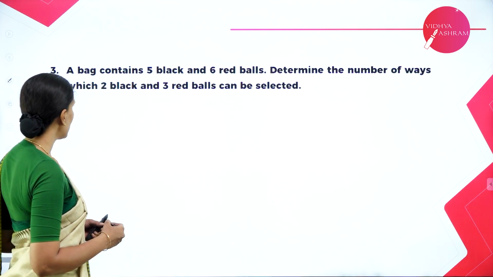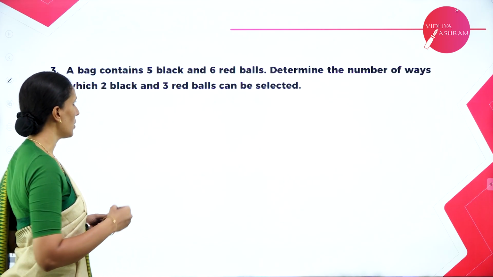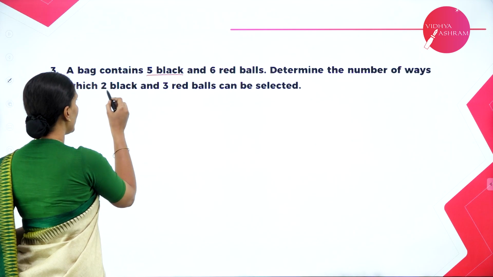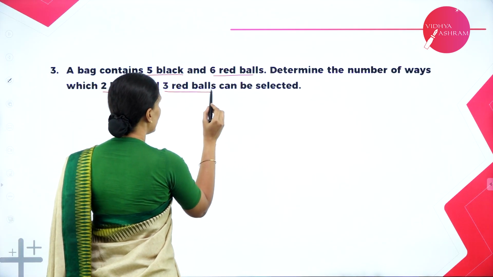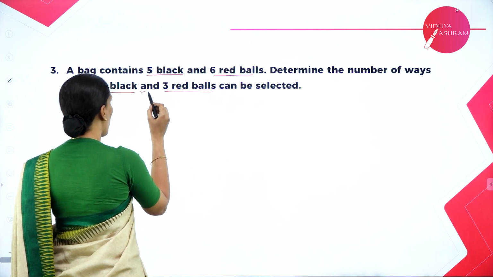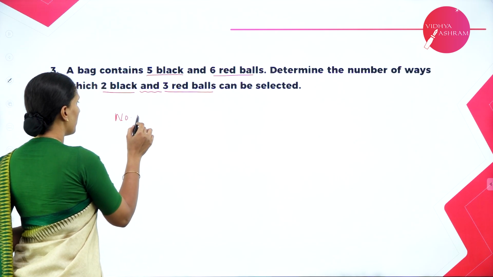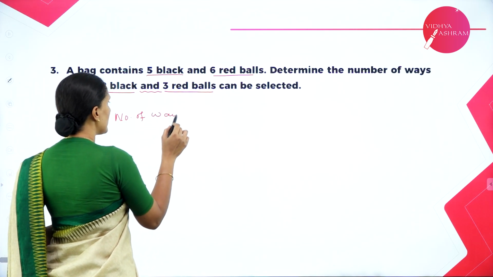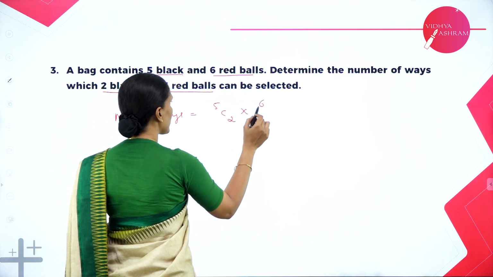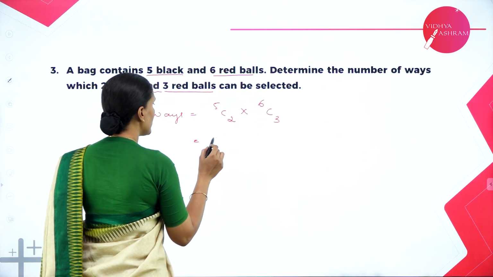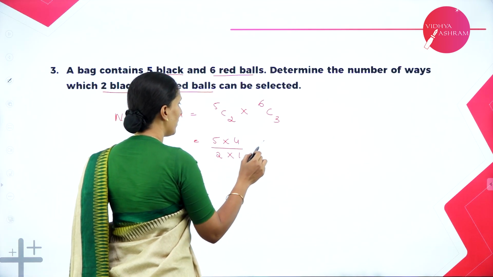Next question. A bag contains 5 black and 6 red balls. Determine the number of ways in which 2 black and 3 red balls can be selected. So we have 5 black balls, we need to select 2 black, and we have 6 red balls, we need to select 3 red balls. And since the combination is in the form of an AND, the number of ways is equal to 5C2 into 6C3.